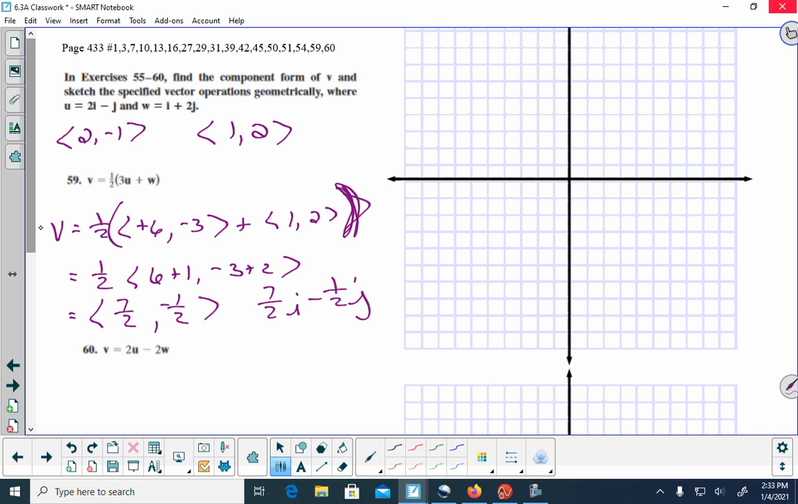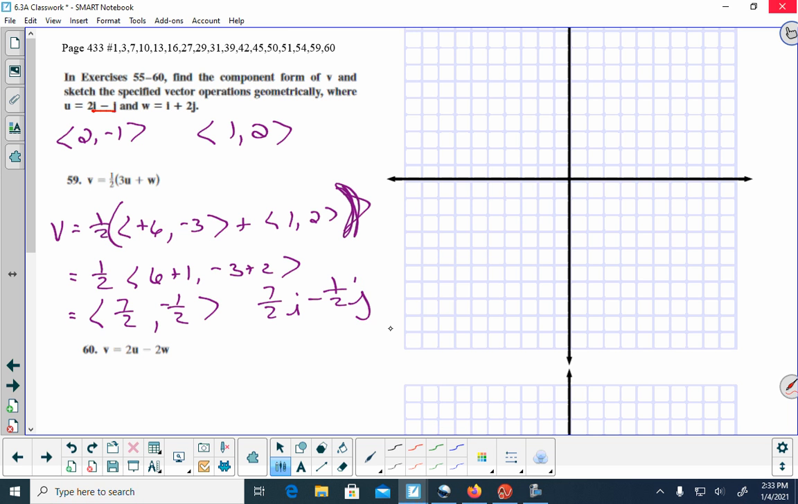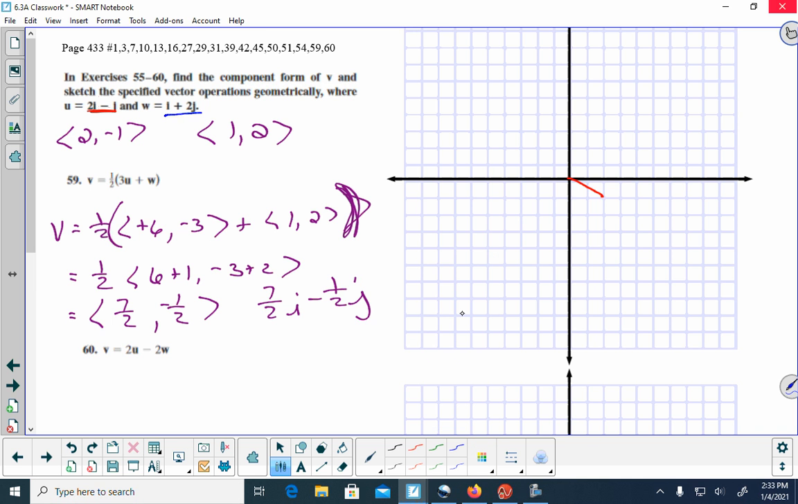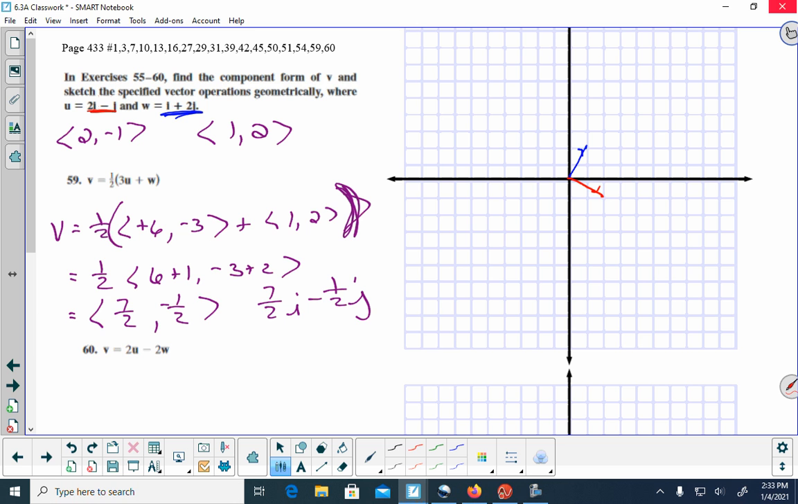So here it goes. U is going to be red. 2, -1. This is U. That red line is U. Then let's switch to blue for W, which is 1, 2. That is W. I should put my terminal signs on there, there is my arrow to show my direction, because direction matters.